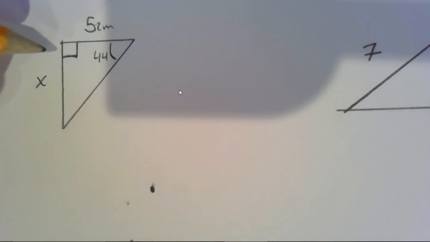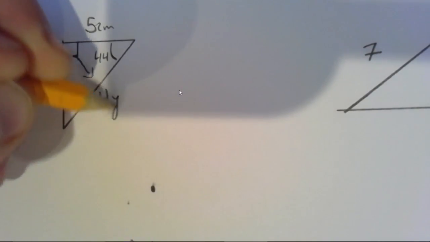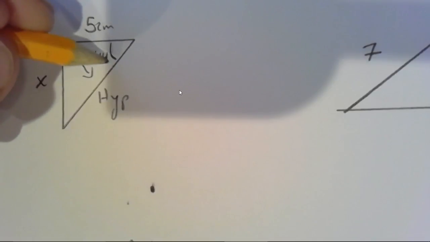So the first side I like to label is my hypotenuse, which is always opposite from my right angle. Over here's my right angle, so the side that's opposite from it is right over here. This is my hypotenuse. Next, I take a look at what angle I care about, which is this angle 44.